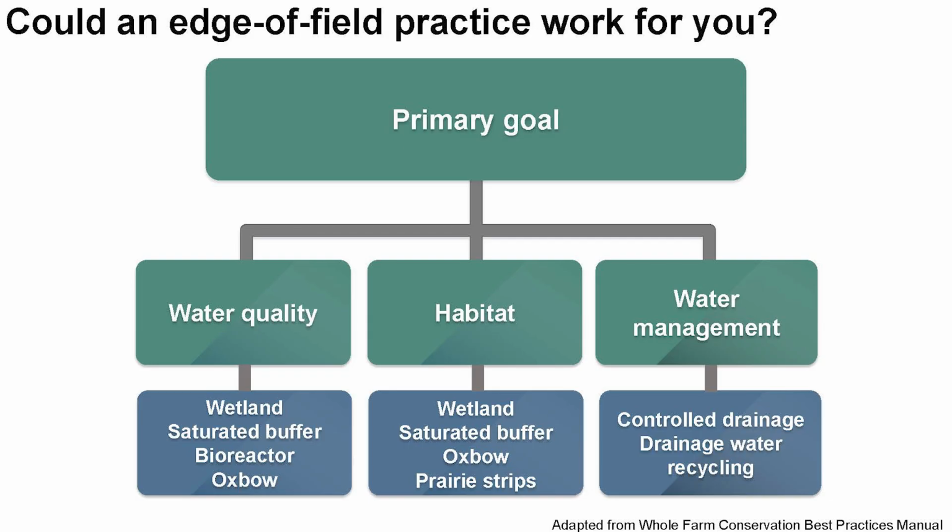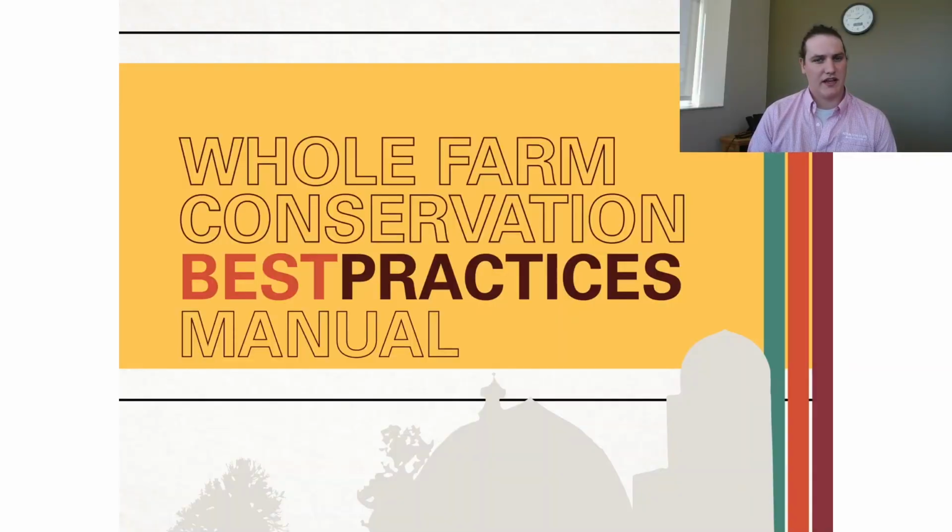Now that we've looked at water quality and why we should sample our water, let's look at the edge of field practices and whether they would work for you. Is your primary goal water quality? Then we can look at a wetland, a saturated buffer, bioreactor, or an oxbow. Is your goal habitat? Let's look at wetlands, saturated buffers, oxbows, or prairie strips. Or is your goal water management? Then let's look at controlled drainage and drainage water recycling.